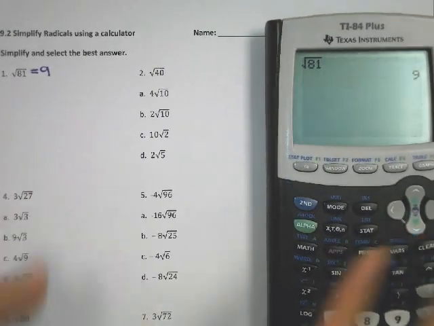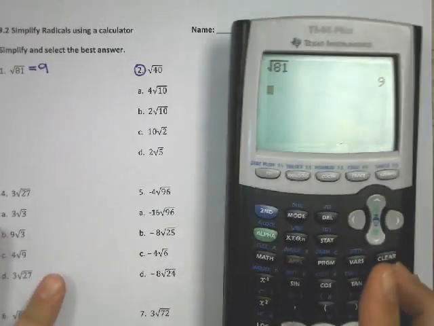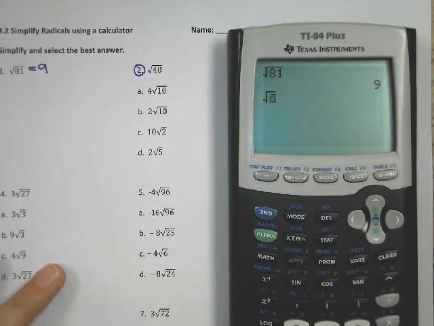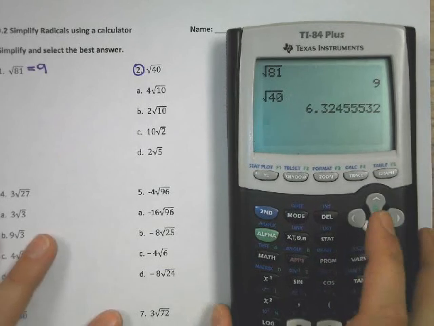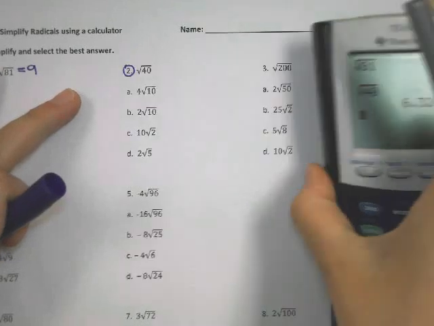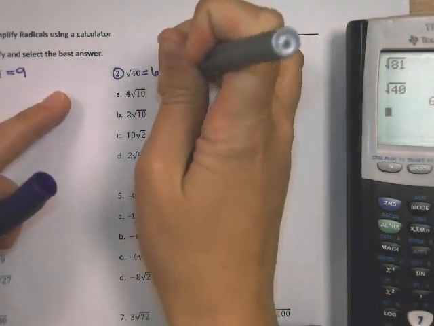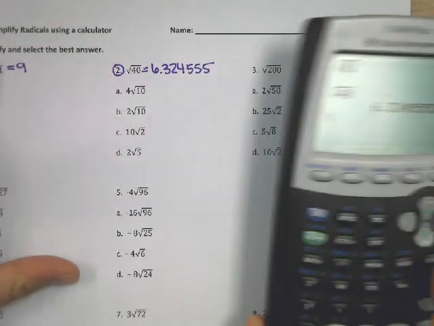If you look at question 2, the square root of 40 is not going to be a whole number. The square root of 40 is going to be a decimal. So in your calculator, you can figure out that decimal by doing the square root of 40. That tells me it's 6.32455. I'm going to write that right here. So the square root of 40 is 6.32455. Okay, that should be enough decimal places.